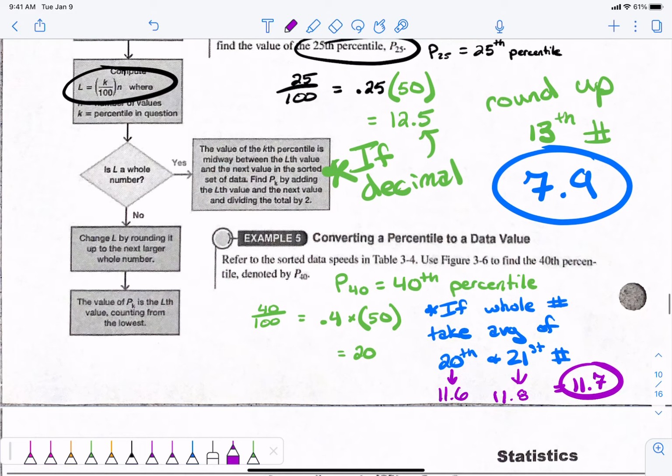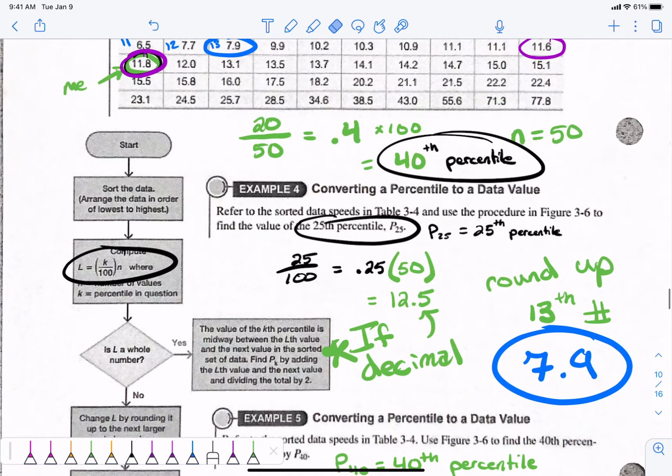So those are the two rules. If it's a decimal, you round it up and you take that number. If it's a whole number, you take that number and the one next to it and you average them together. Whole numbers, you average the two numbers. Decimal number, you round up and just take that number, right? That's how you find the percentile number. Make sense? Kind of?